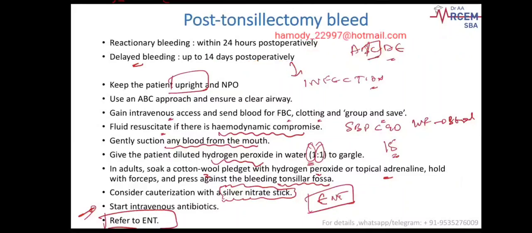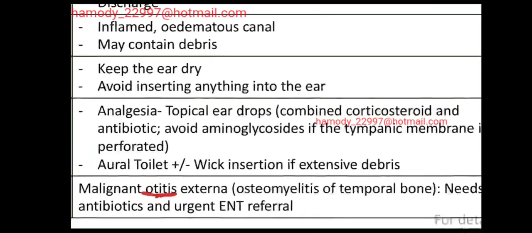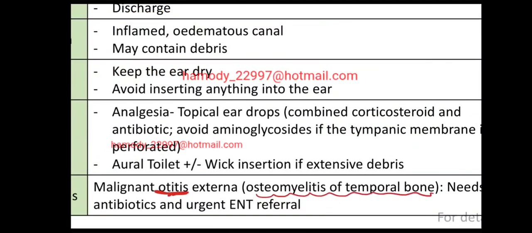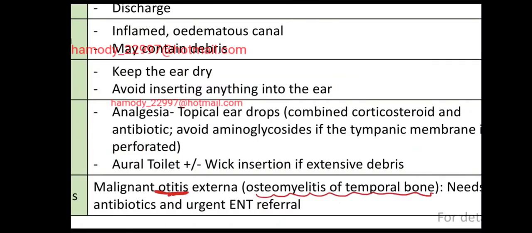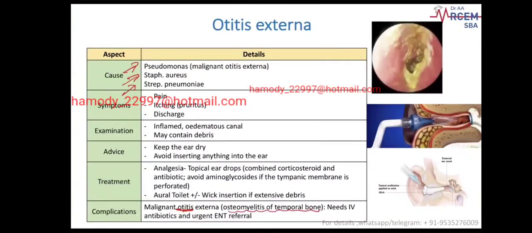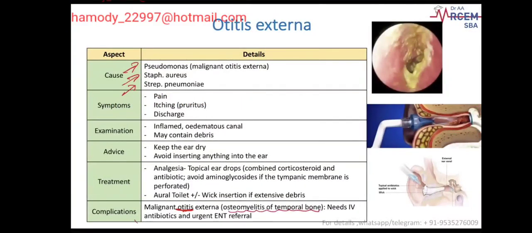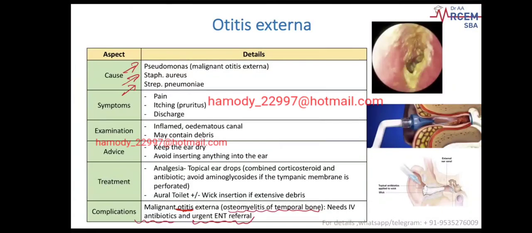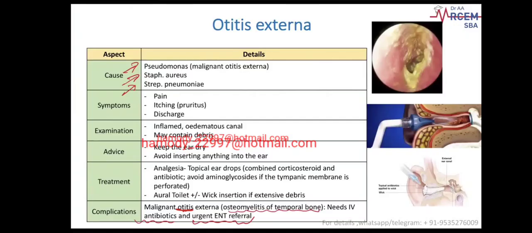It doesn't mean it is a malignancy. It is not a malignancy as such. It is just an osteomyelitis of the temporal bone. It's a severe infection involving the bone adjacent to the external auditory canal. This bone is the temporal bone, commonly infected because of Pseudomonas infection. What you do is give IV antibiotics here and urgently refer to the ENT. We'll come back to the normal bacterial infection, not Pseudomonas.